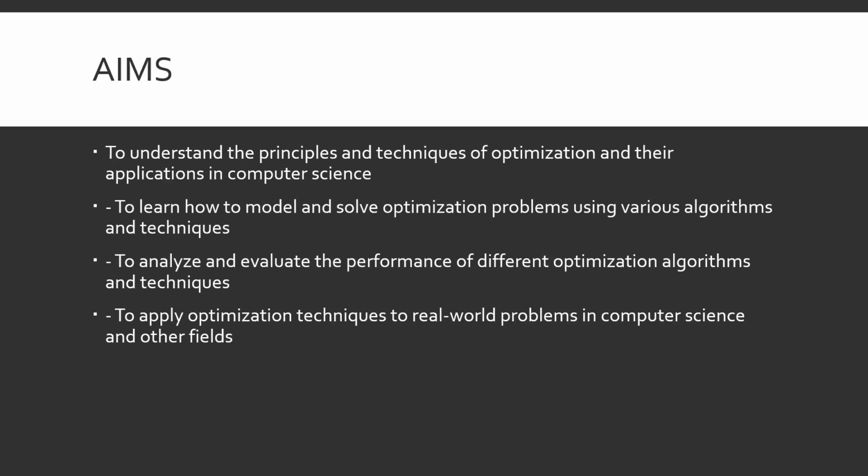So the aims of this section are to understand the principles and techniques of optimization and their application in computer science, to learn how to model and solve optimization problems using various algorithms and techniques, to analyze and evaluate the performance of different optimization techniques, to apply optimization techniques to real world problems in computer science and other fields.